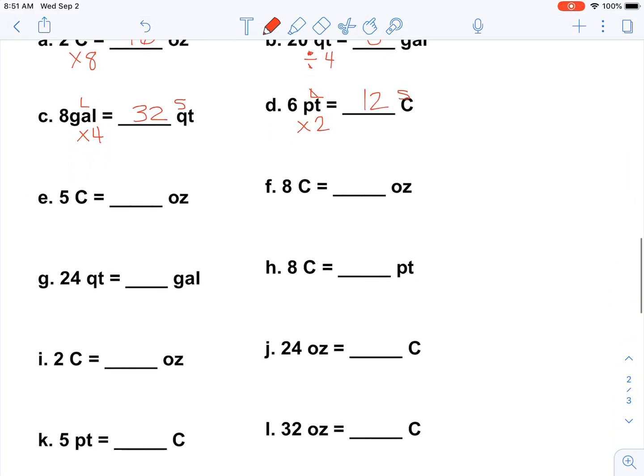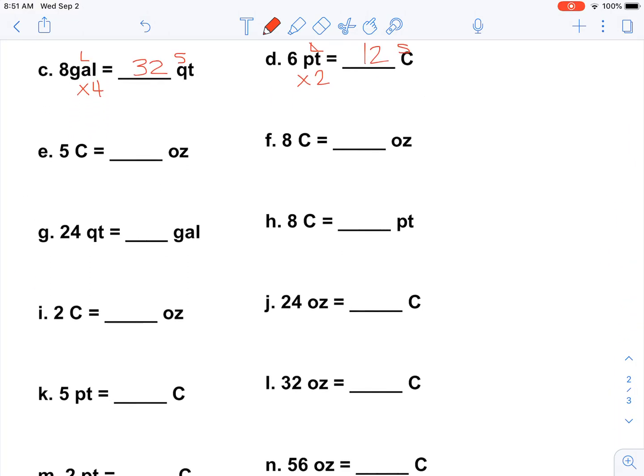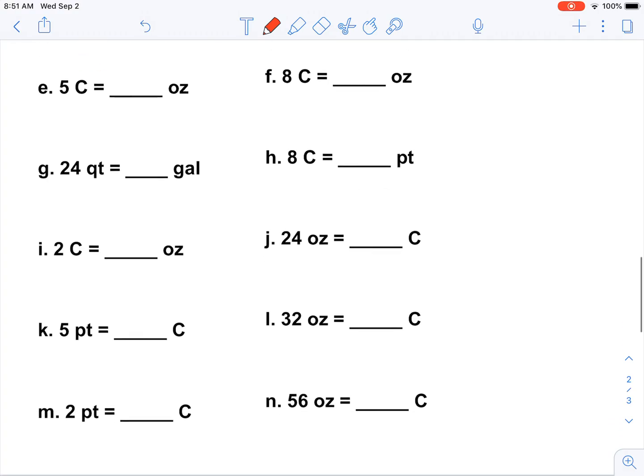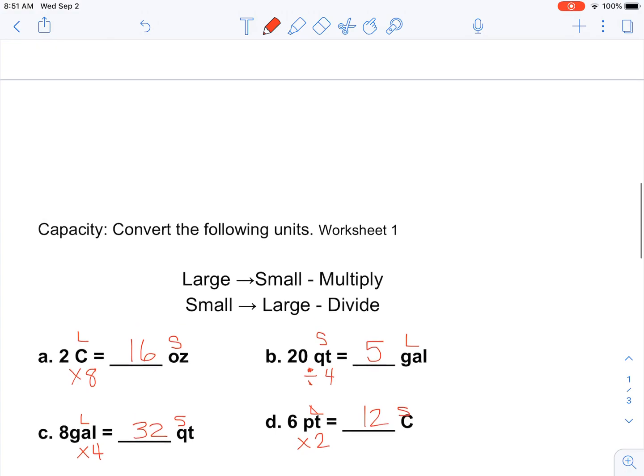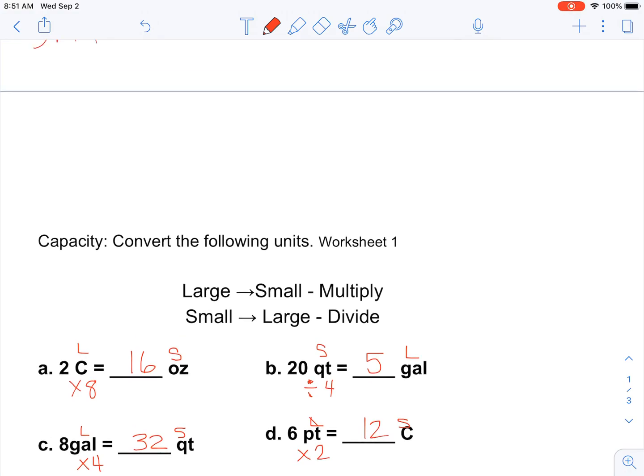What I would like you to do is go ahead and try the rest of these questions on your own. And you're going to go to the Google quiz on the separate assignment. Take the Google quiz, make sure you hit submit. Make sure you hit turn in the upper right hand corner of the Google assignment.